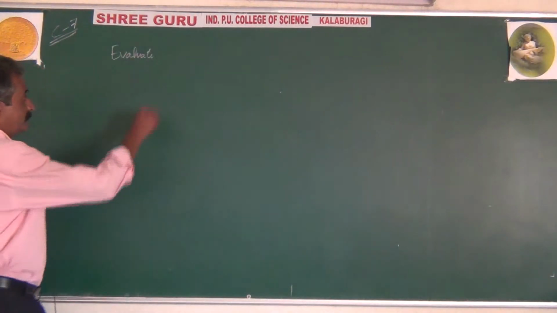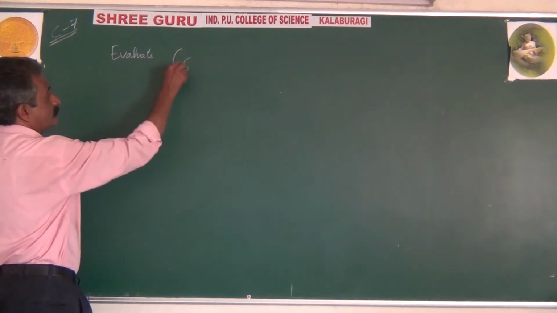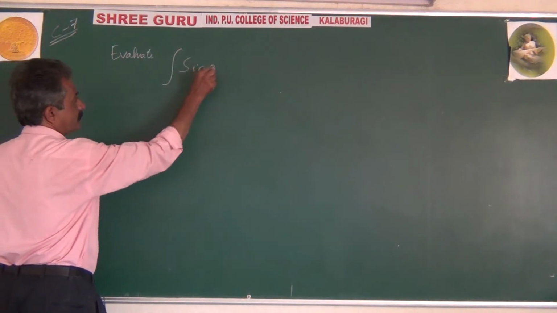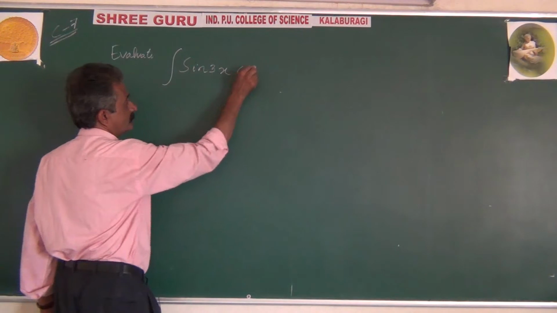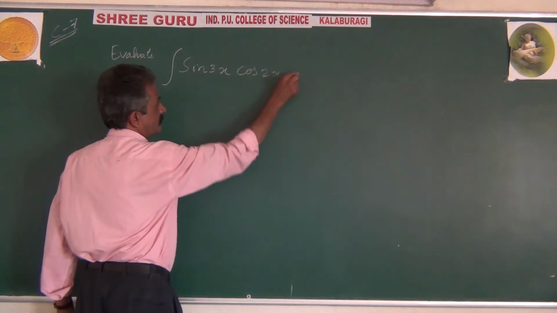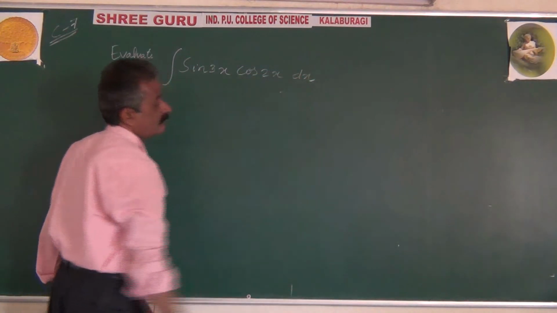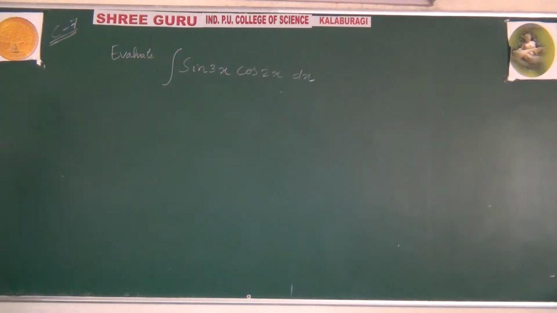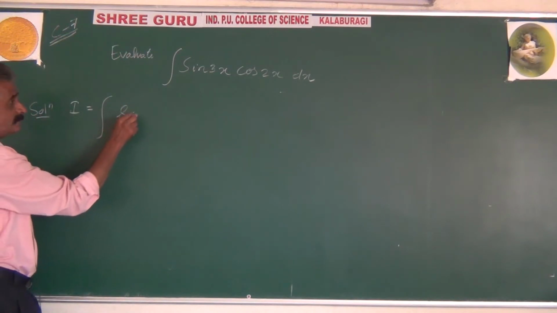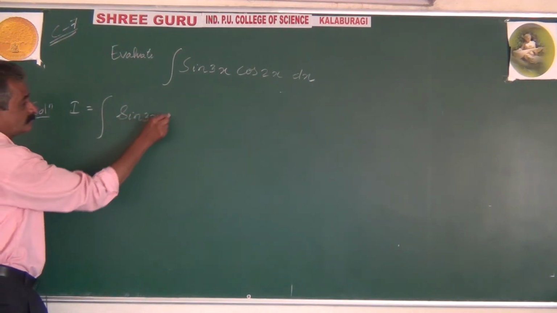Evaluate integration sin 3x into cos 2x dx. Find or evaluate integration sin 3x cos 2x dx. First step, I write the solution. Let I equal to the given integration problem, sin 3x into cos 2x.